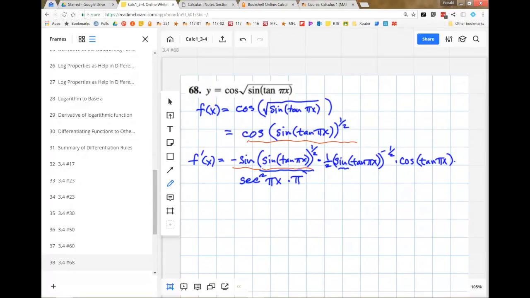And that thing is another power rule. So the next thing we have to do as we move in is the power rule: bring the 1/2 down, keep that whole thing in the middle, reduce the power by 1. Now, what's that sine of the tangent? The derivative of the sine of something is the cosine of something. Oh, look, we've got another inner function. What's the derivative of the tangent of pi x? The secant squared of pi x. Oh my goodness, there's another inner, pi x. The derivative is pi.